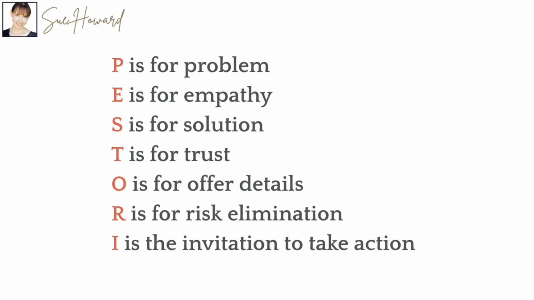O is for offer details. This is where you share all the features and benefits of your offer, the monetary value, and today's price. R is for risk elimination. This is where you eliminate the risk of purchase for your prospect. This can be done with a money-back guarantee, payment plan, or the option to cancel anytime. Last is I. This is your invitation to take action. This action might be buy now, sign up today, join my waitlist. Whatever desired action you want them to take, this is where you invite them to take it.